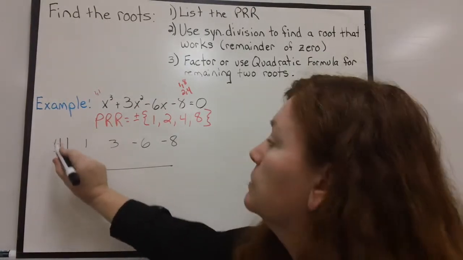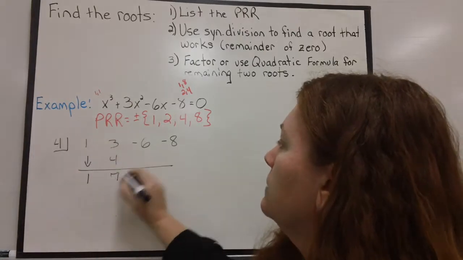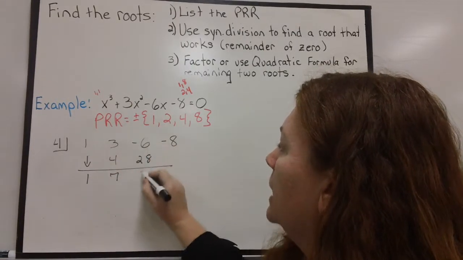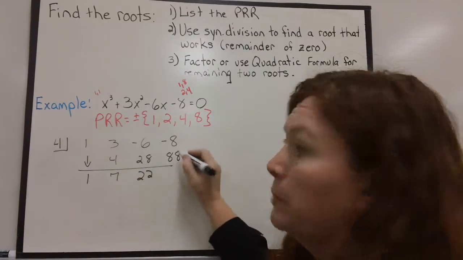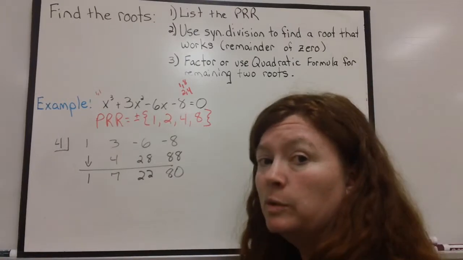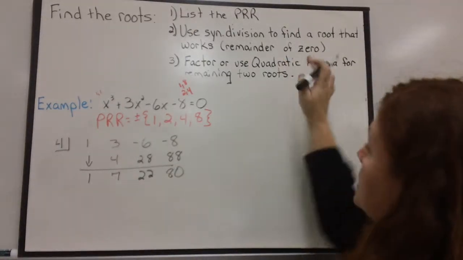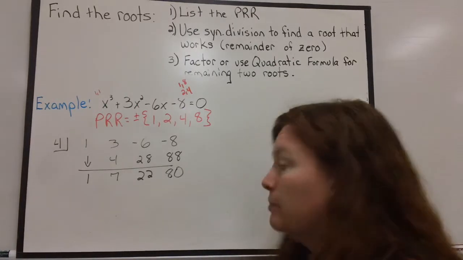Synthetic division says 4 times 1 is 4. Add and get 7. 4 times 7 is 28. Add and get 22. 4 times 22 is 88. Oh my goodness. Add and get 80. Is that a root? Is the remainder 0? No. But I just discovered something.